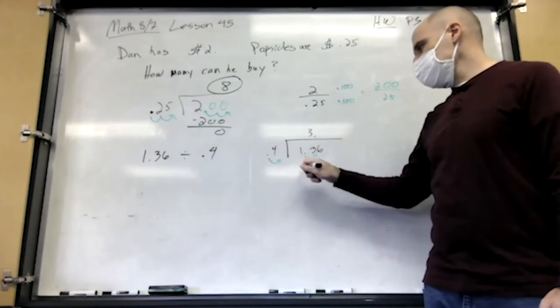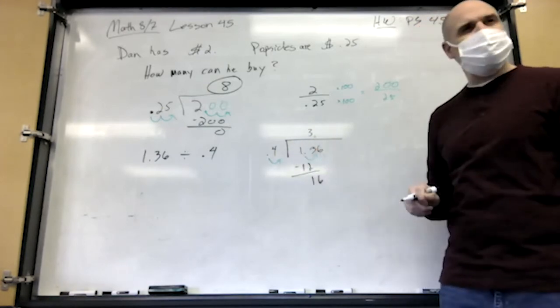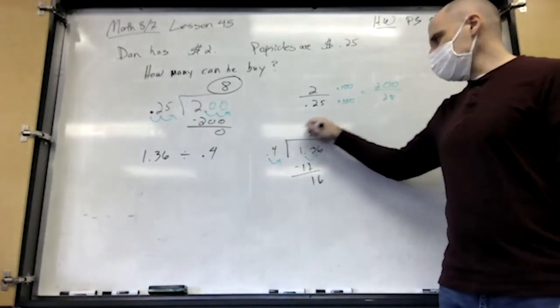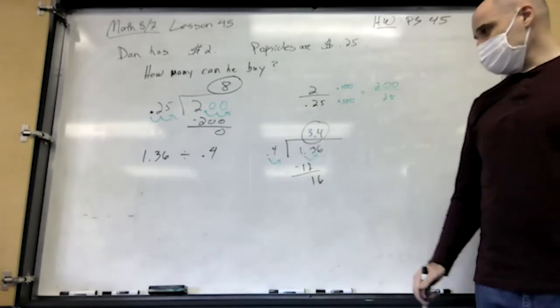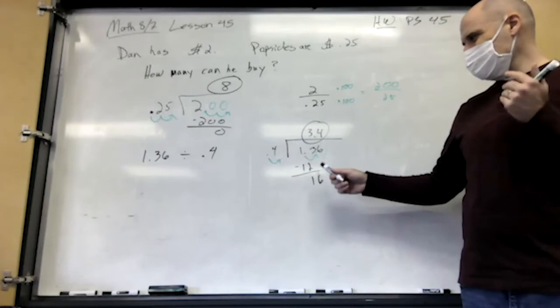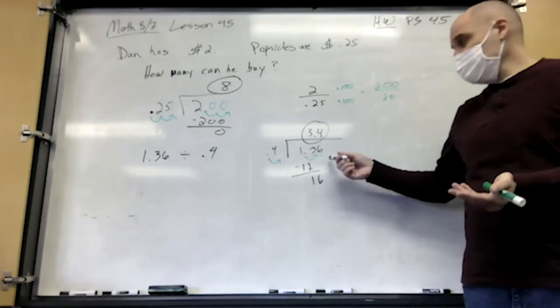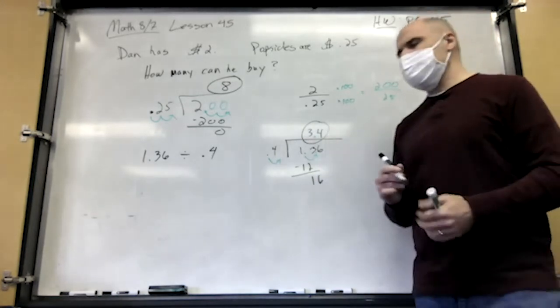3 times 4, that means 1, bring down the 6. How many times does 4 go into 16? 4. So there's your answer, and you're done. Okay? And it kind of makes sense because 0.4 is like a half. How many times does a half go into like 1.5? Well, it goes in like 3-ish times, I guess. So that kind of makes sense.